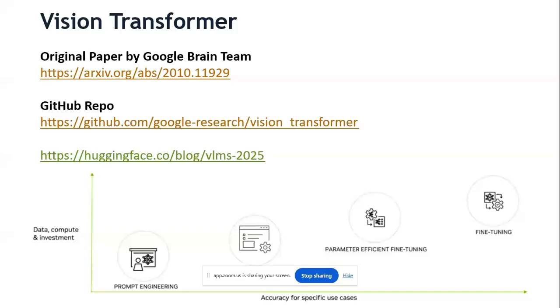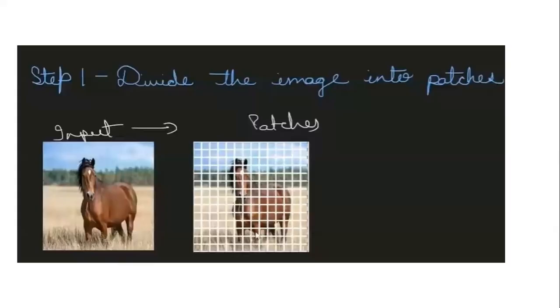Now, this vision transformers evaluation. Talking about evaluation, you can see that there is a graph of accuracy for specific use cases, that depends on the data or computational investment, how you are doing it. Apart from that there are certain parameters which affect the accuracy of specific use cases. One is prompt engineering, prompt learning, how you are doing the fine tuning for particular parameters. So parameter efficient fine tuning and fine tuning. So these are some dependencies for evaluation of these models, vision based transformer model.